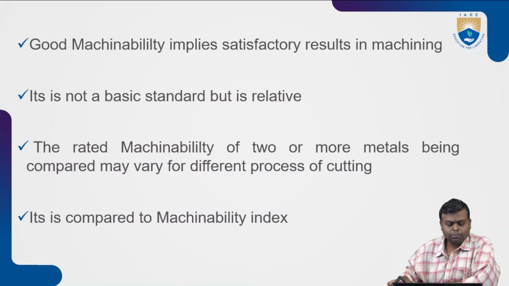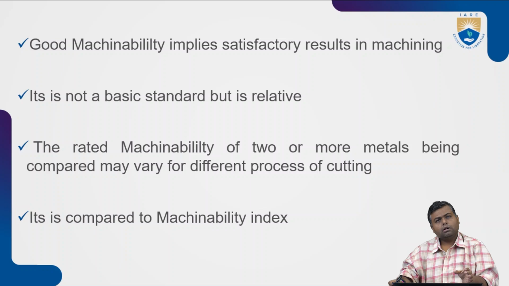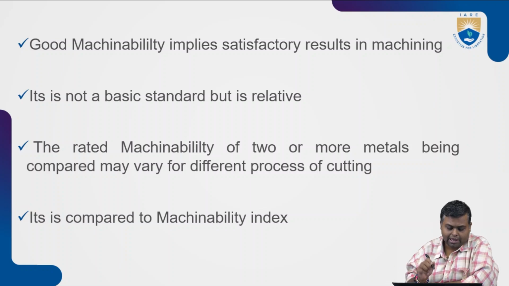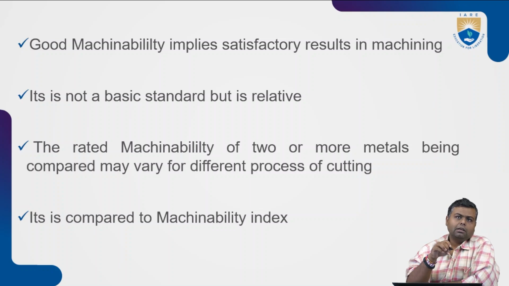So generally, good machinability implies satisfactory results in machining. If the machinability number is good, that implies that the result in machining is very high. Machinability has a criterion that the removal of the material should take place very easily. If the removal of the material doesn't take place easily, that means the machinability number is decreased, and thereby the satisfactory levels in the machining will come down.